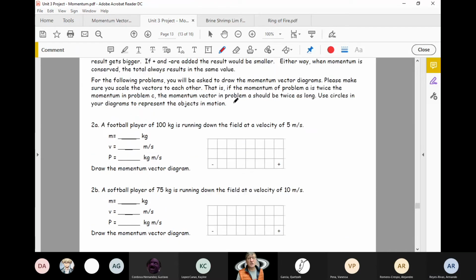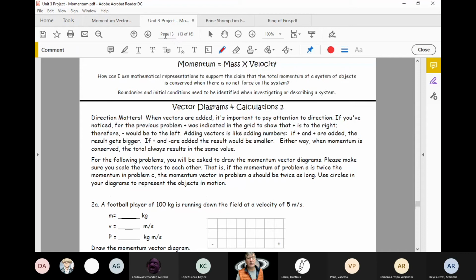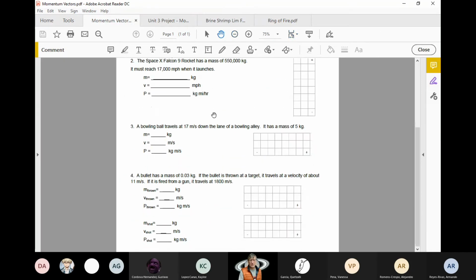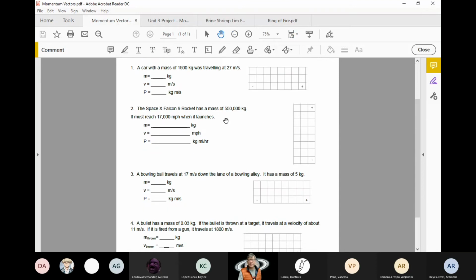So I want you to finish, looks like we're on page 13. I'm going to want you to finish that for yourself. But also today, I want you to do one other set of practice problems. And it looks like this. Somebody let me know, can you see this momentum vector practice? Yeah, you can. Okay. So it's basically just practicing some more of these problems. I'm going to zoom out. I think there's basically 5 of them because number 4 has 2 parts.